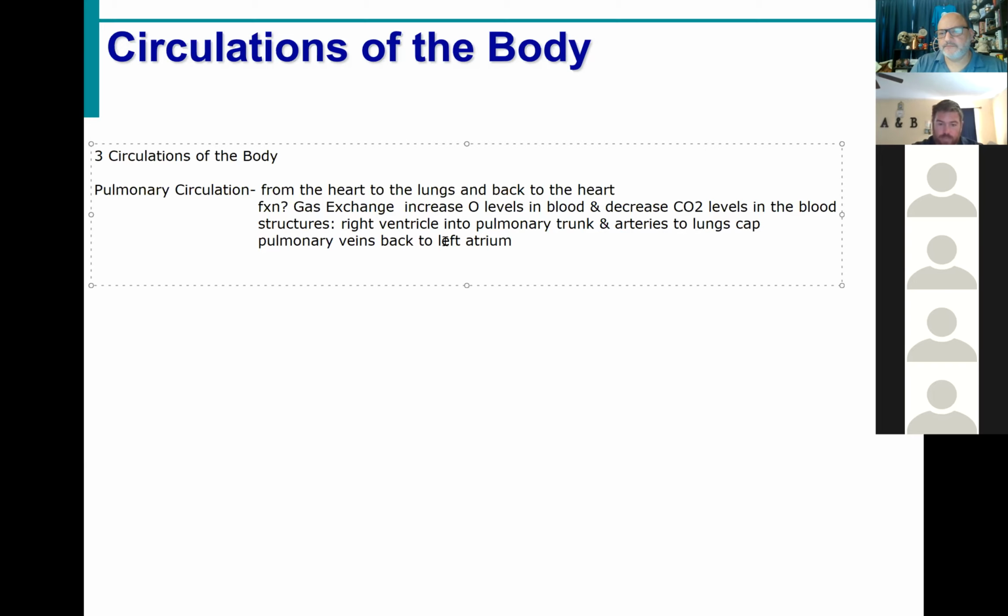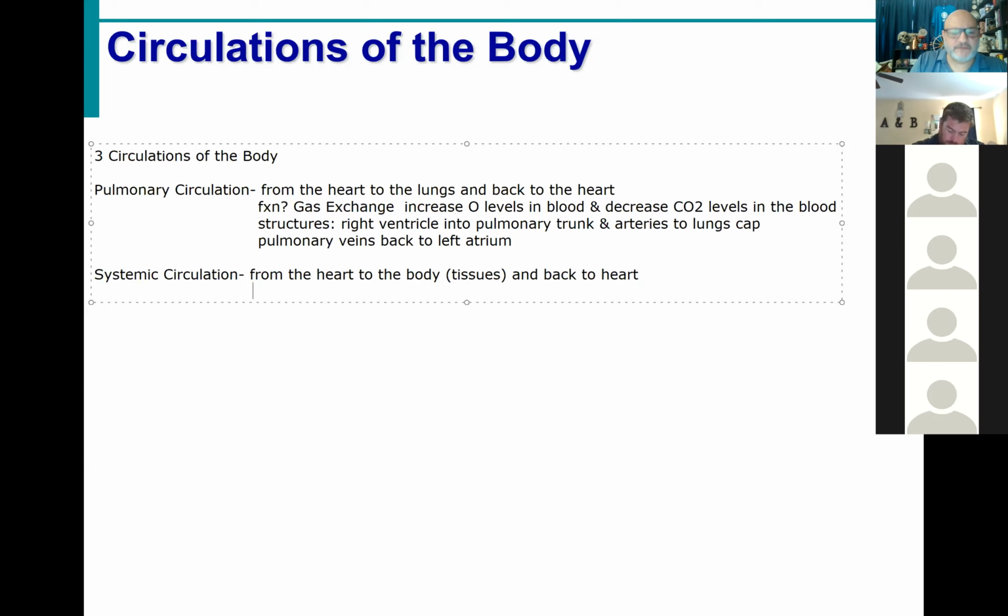Systemic. Systemic circulation. So let's do the same thing. From the heart to the body tissues. Yeah, the body. I like that. And then back to the heart.